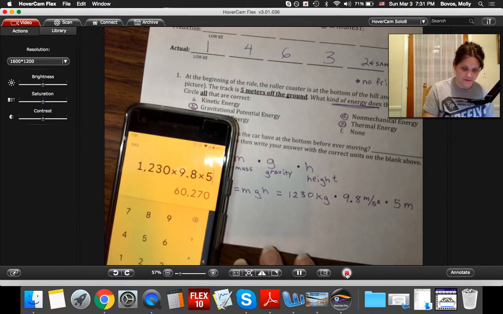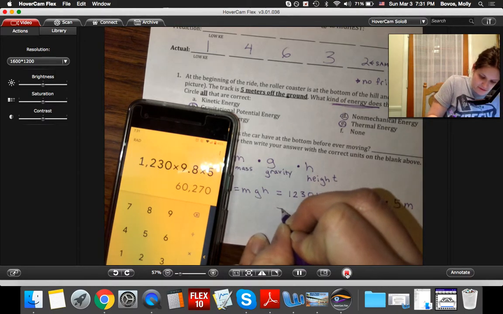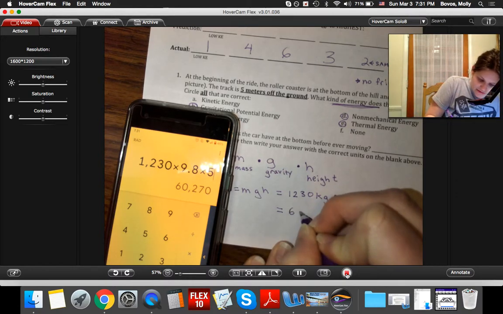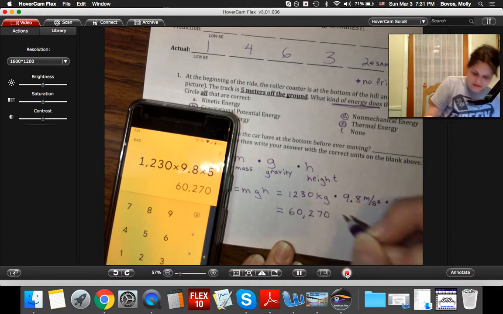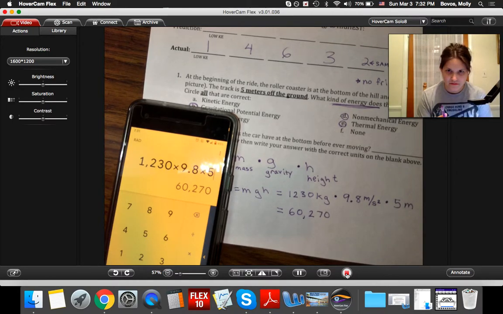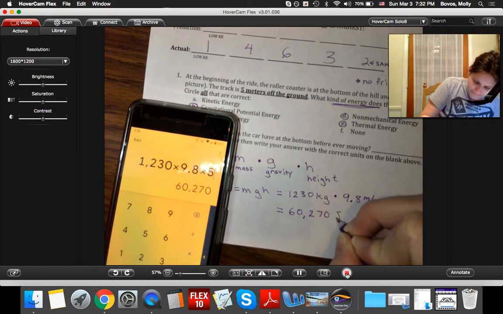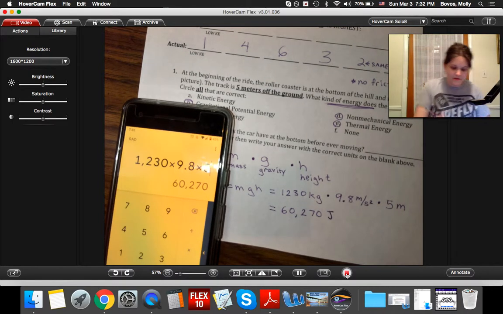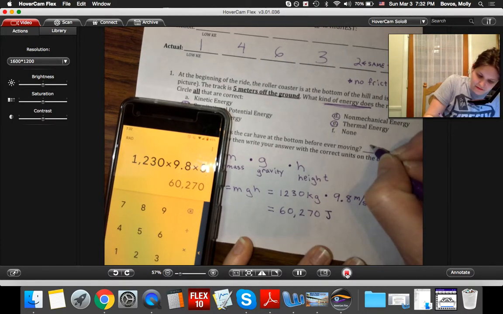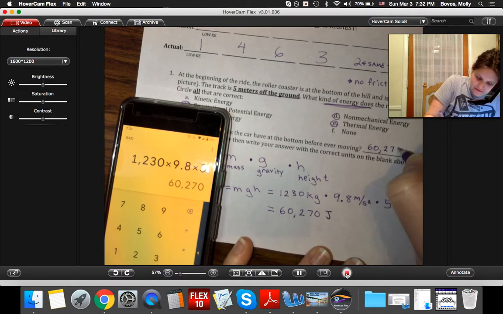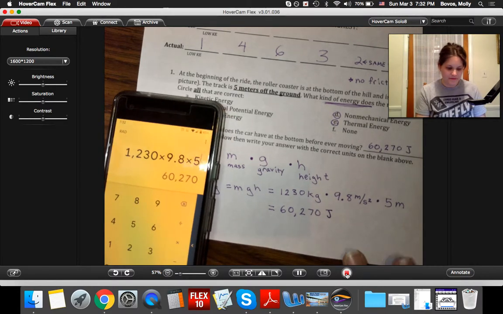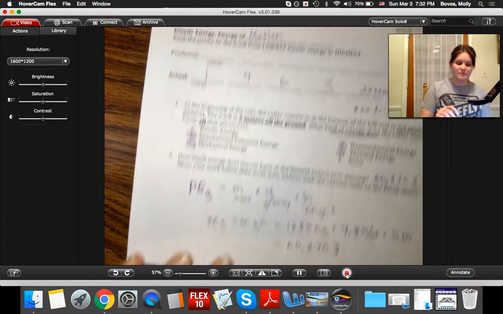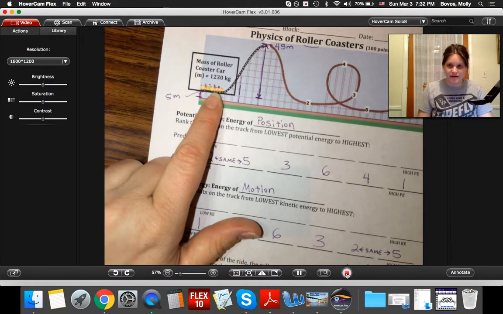And that gets us our answer, which is a pretty big number, but it should be, because we're talking about how much potential energy a whole roller coaster car full of people has. So that is going to be 60,270. Do you remember what the unit for energy is? Joules. So we can just write a capital J for joules. You don't have to write it all out. Let's write that final answer in the blank. 60270 J. So that's how many joules of energy that car has before it ever starts rolling, before it goes up to the top of that hill.